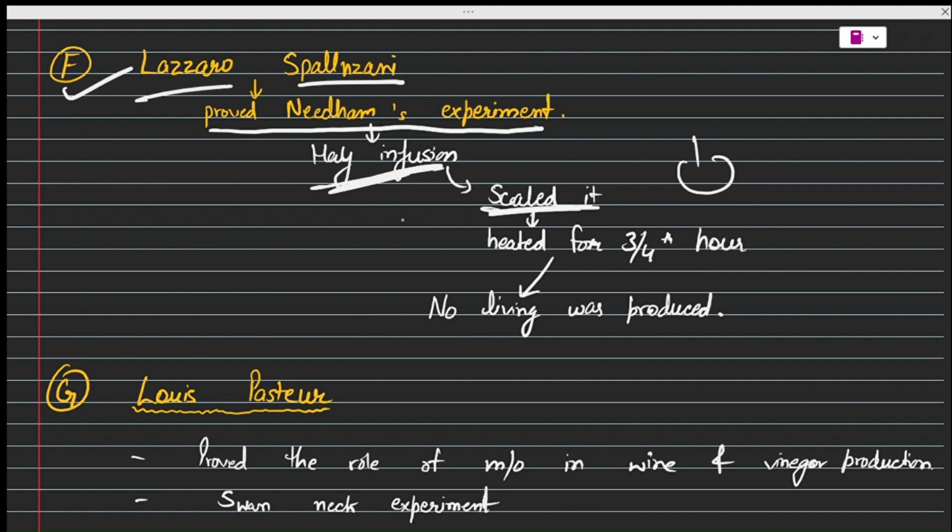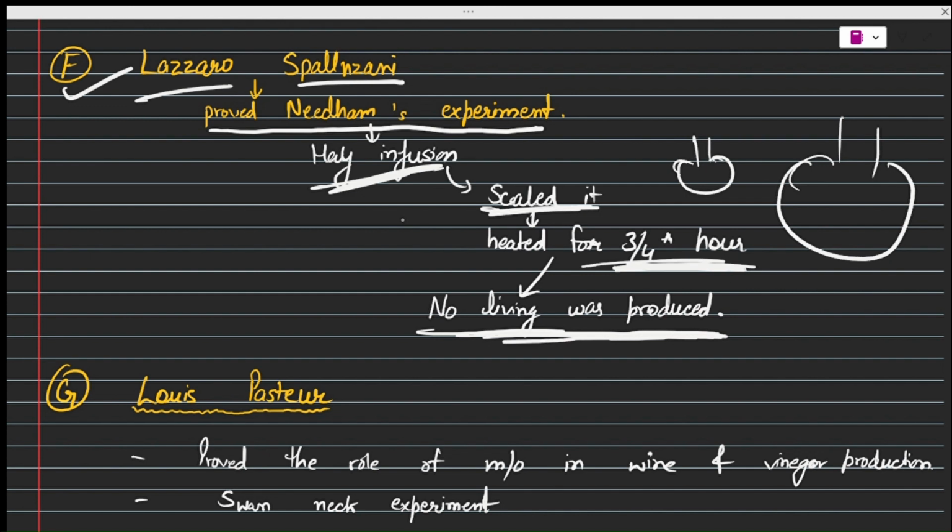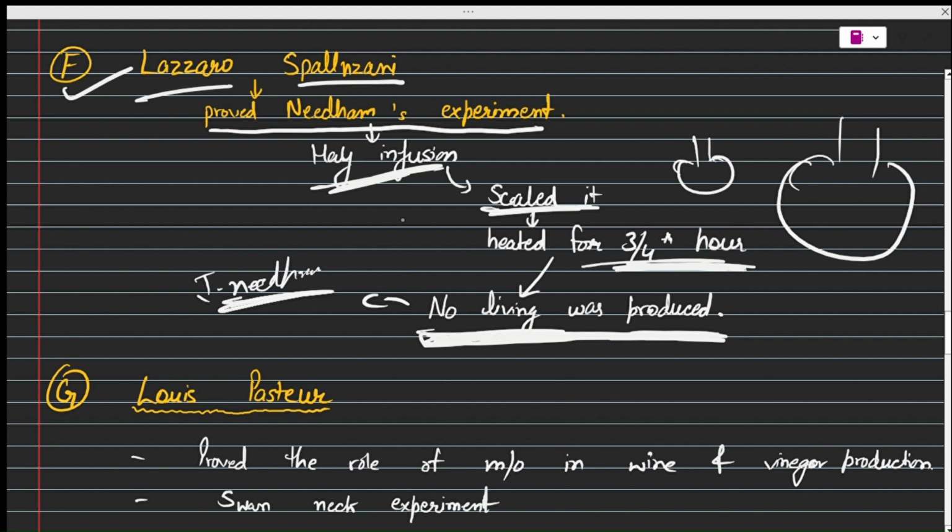Like John Needham was doing it in a small container, he used a larger container, scaled it up, then heated it for 3.5 hours, and he observed that no living thing was produced in the container. The container remained clear, there was no turbidity in it. So he explained that John Needham was doing something wrong, which was that his broth was getting contaminated before he was sealing the container.